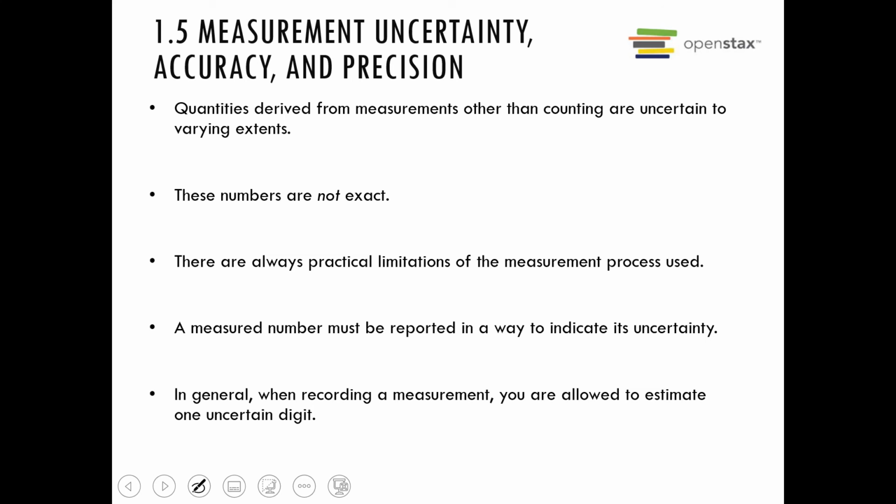Quantities derived from measurements other than counting are uncertain to different extents. So they're not exact. And there's always limitations of the measurements that we use, like that ruler. The ruler that only had whole numbers, we're limited by that ruler. We could only measure to the whole number and then guess to that 10th position. So the more precise of a measurement we use, then the less limitations that we have with that measurement.